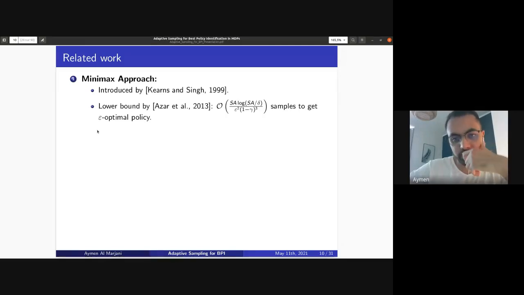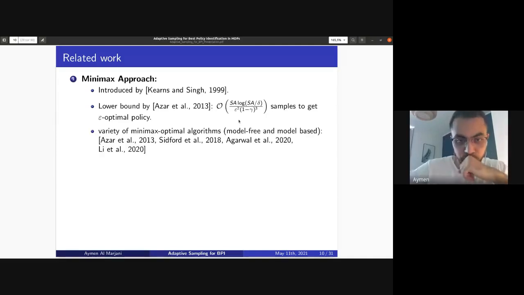And you can already see from this bound that the minimax lower bounds don't distinguish between state action pairs. So in order to learn an epsilon optimal policy, the bound acts as if the kernels of all state action pairs must be estimated to a precision of epsilon multiplied by 1 minus gamma. And of course, there is a variety of minimax optimal algorithms from both families, model-free and model-based. Here are some of the references.